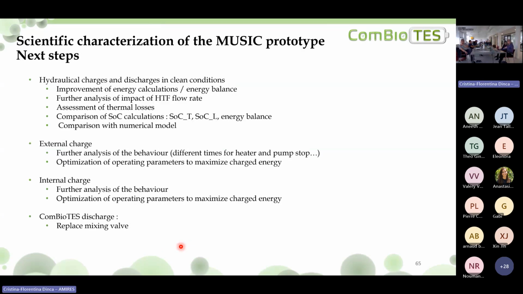And here are some next steps, because I presented you only some points, and you can see that there are some things that we still don't understand. So we need to continue working with this prototype to better characterize it and understand its behavior. And I'm ready if you have other questions.